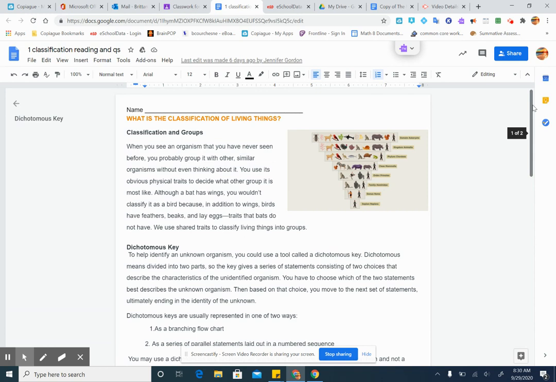Although a bat has wings, you wouldn't classify it as a bird because, in addition to wings, birds have feathers, beaks, and lay eggs, traits that bats do not have. We use shared traits to classify living things into groups.